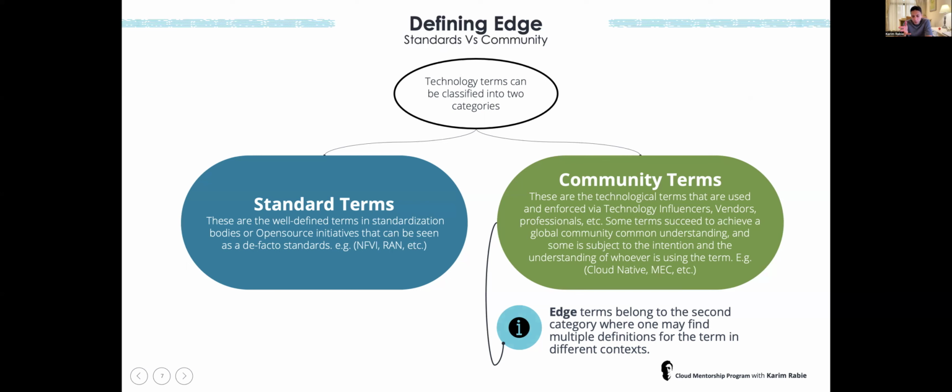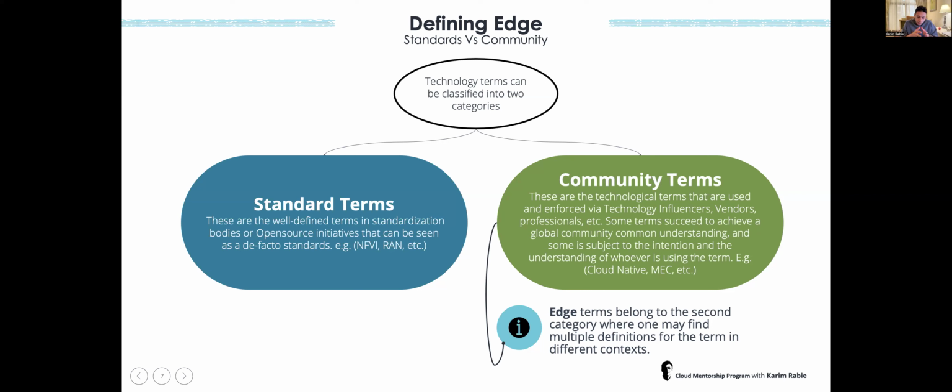Some of these terms become global community terms, like all of us acknowledge that the term definition is XYZ, and some are very proprietary to the vendor using it. For example, you may read a press release and find a lot of "cloud native" stuff. It is defined the way the issuer of the press release thinks of it. Maybe it's not the proper definition, but that's how he used the word.